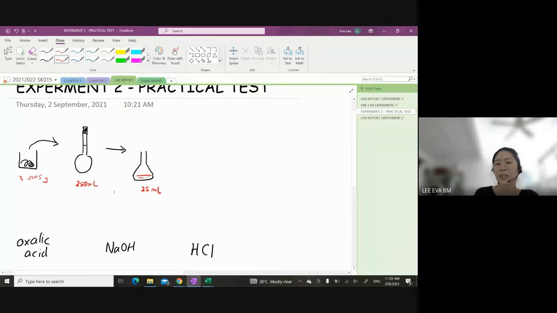So here you must make sure you understand and know the apparatus names and their volumes. Okay, this is from part A. So the 250 milliliter volumetric flask and 25 milliliter in the conical flask. This is all that we will use in the titration. Okay, we'll use this one in your titration.